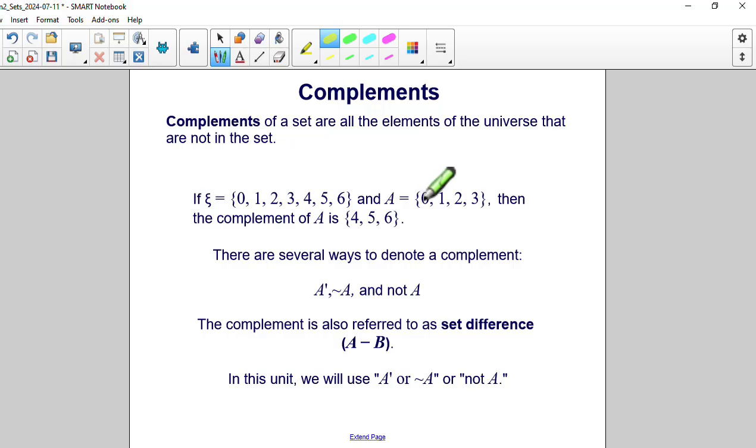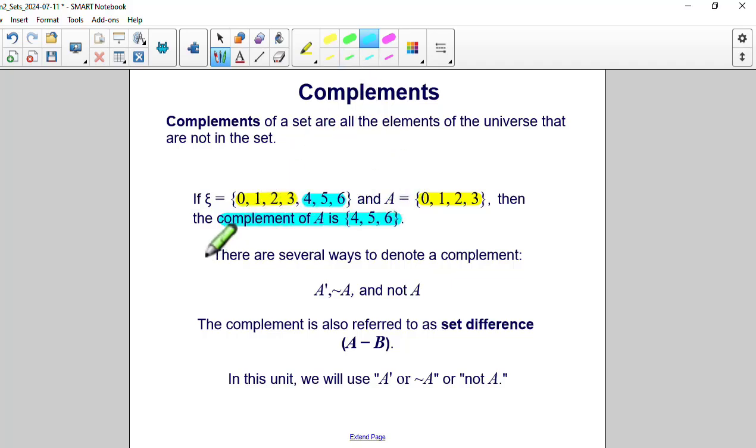So just to illustrate this, A is made up of these integers here, 0, 1, 2, and 3, and they're part of the universe. If we had a Venn diagram, these numbers would be in the circle. You'll notice that there are numbers not included in A. Those are 4, 5, and 6. So the complement of A is the set of numbers 4, 5, and 6.